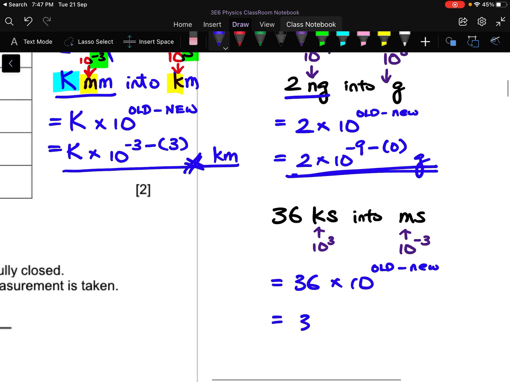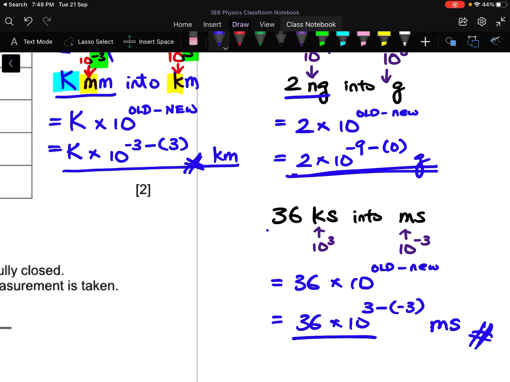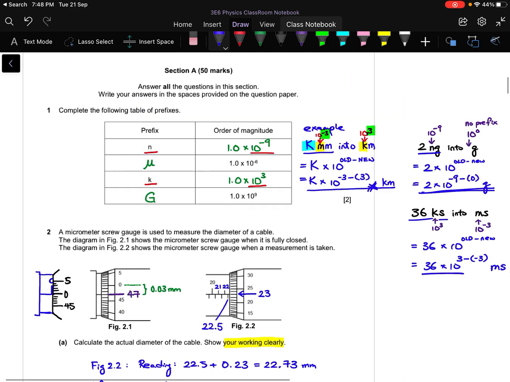So it will become 36 times 10 to the power of 3 minus bracket minus 3. Press the calculator and you have succeeded in converting kilosecond into millisecond. Okay, so that is Q1.